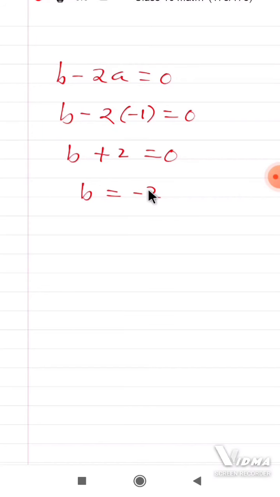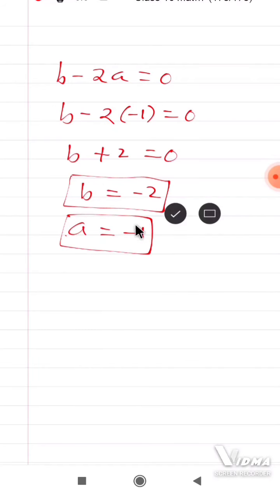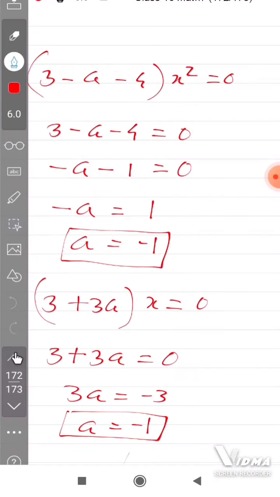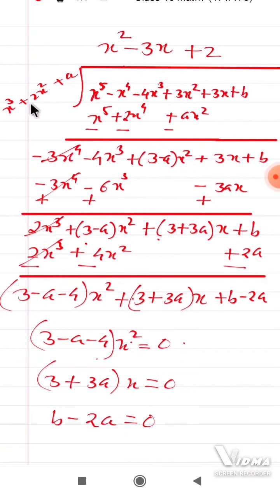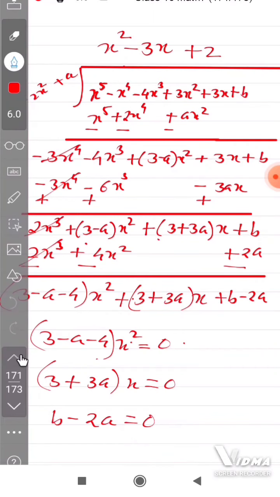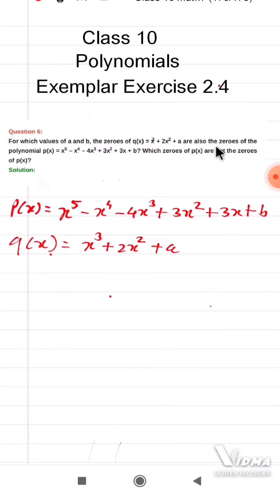That means we just found the value of a and b. We got a equals to minus 1 and b equals to minus 2. With these values, a equals to minus 1 and b equals to minus 2, this cubic polynomial is going to be the factor of this polynomial of degree 5. So it was the first task given in the question, that at which values of a and b the q of x is going to be the factor of p of x. So we just found those values, a equals to -1 and b equals to -2.